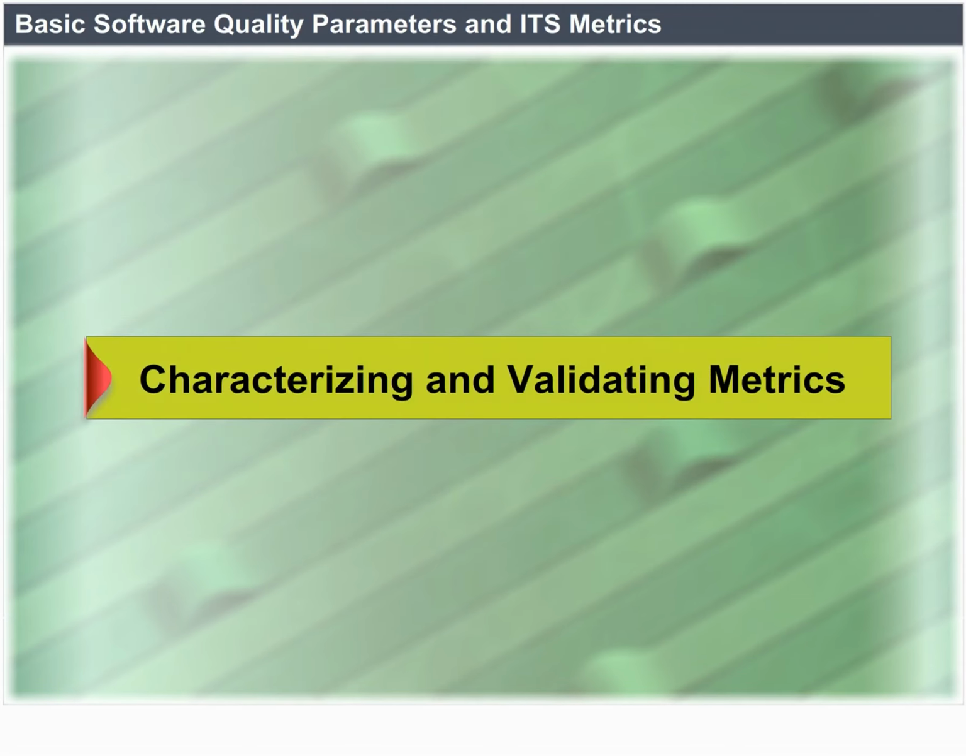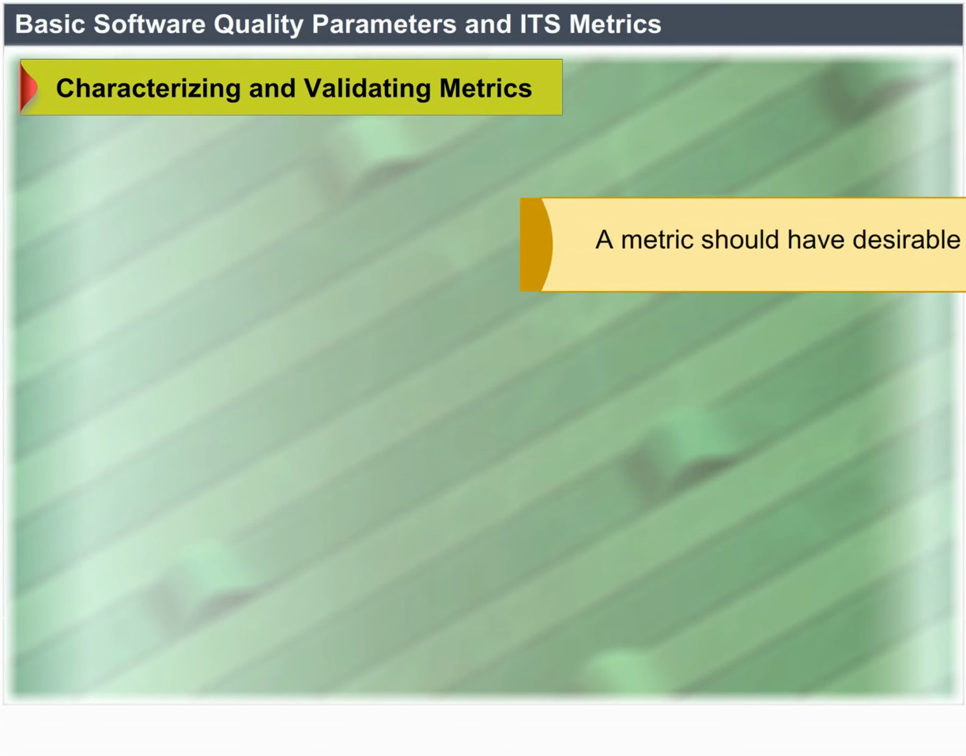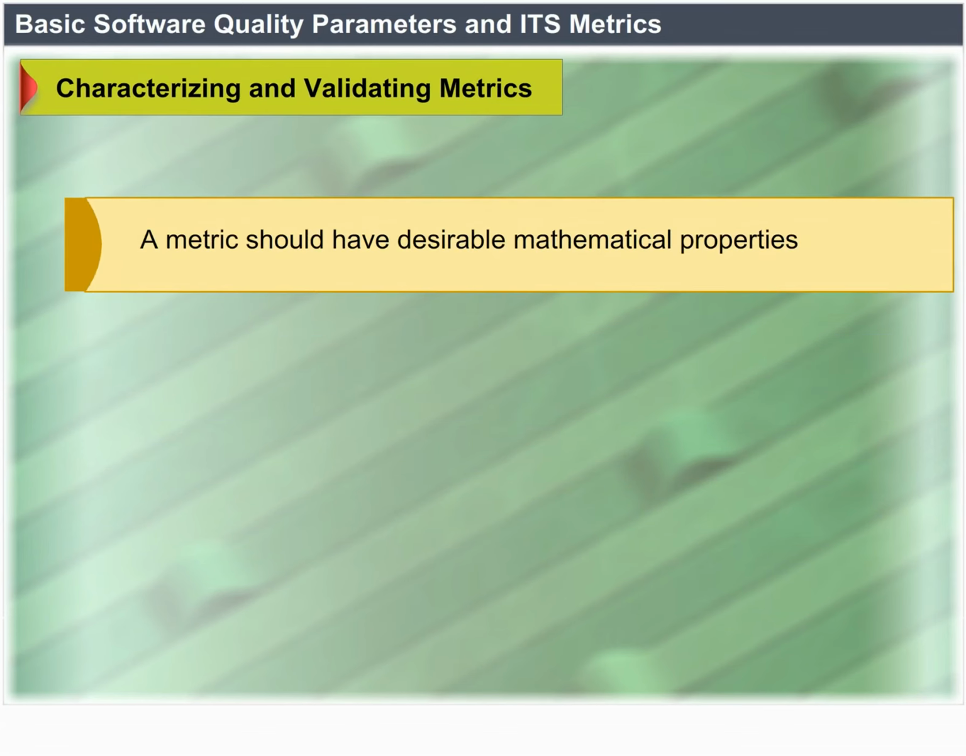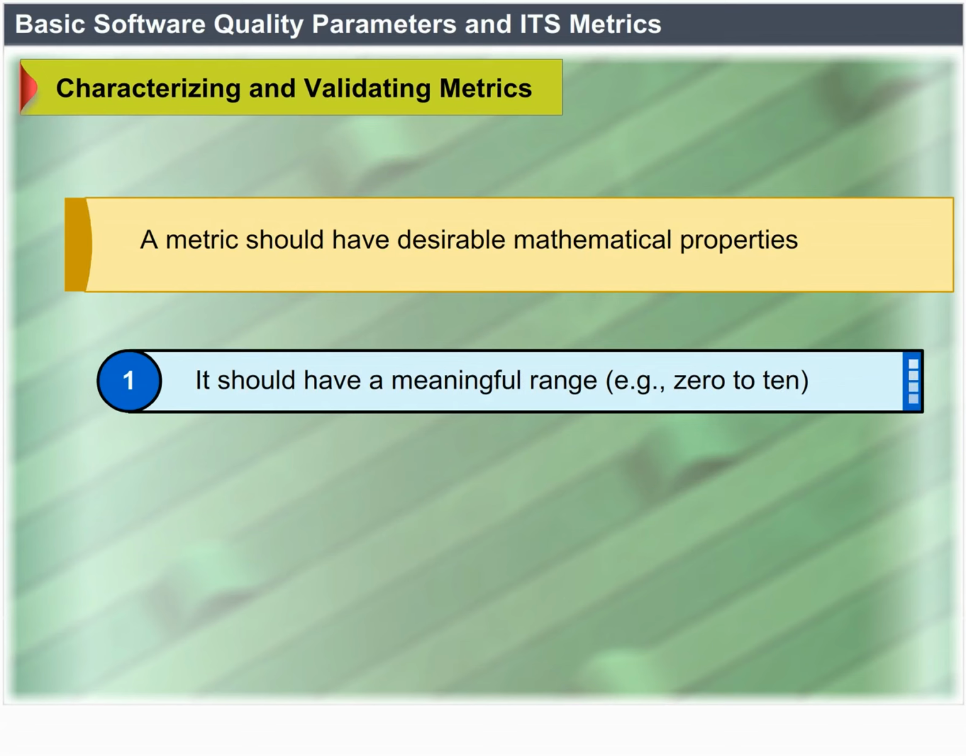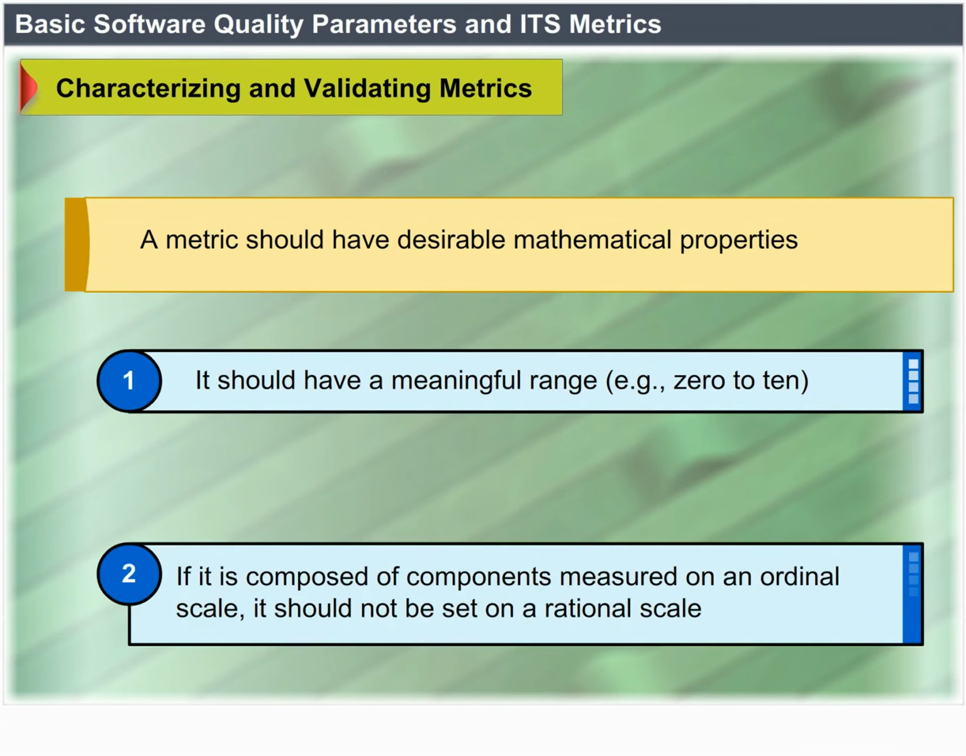Characterizing and validating metrics. A metric should have desirable mathematical properties. It should have a meaningful range, that is from 0 to 10, for example. It should not be set on a rational scale if it is composed of components measured on an ordinal scale.